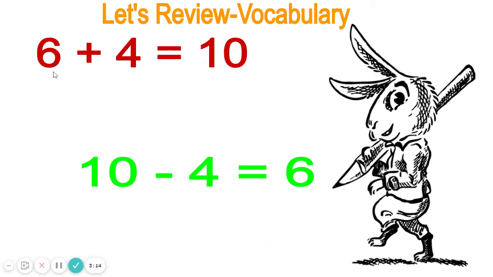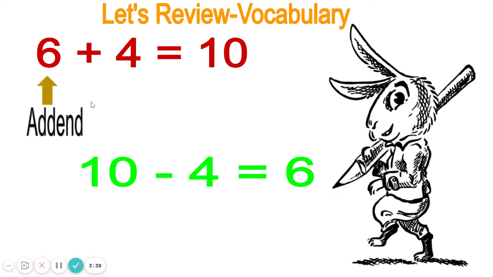So in this problem, we can start with 6 and add 4 to it and have a total of 10. But in subtraction, we can take that 10 and take away the 4 that we put together with it earlier and end up with what we started with.